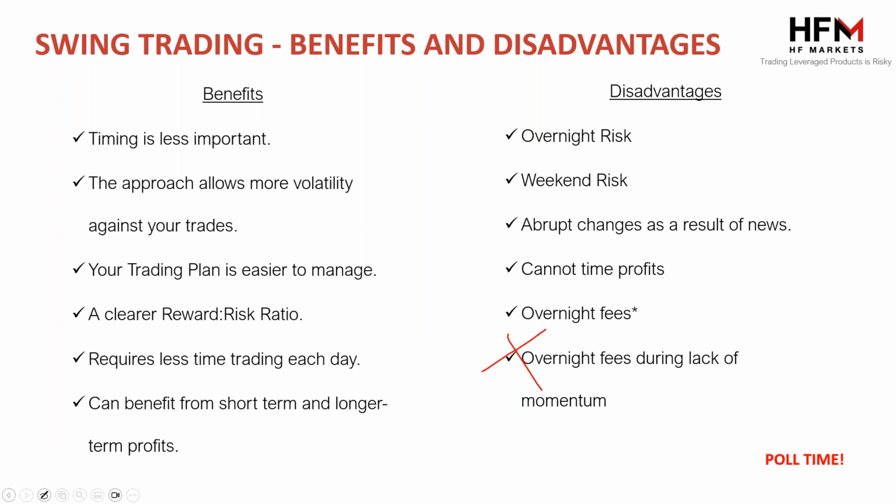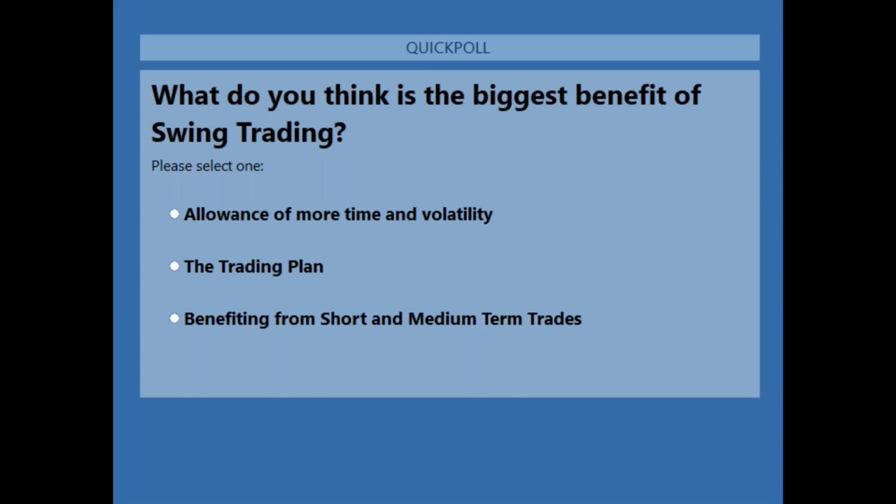Very quickly, I've just launched a poll. I will only allow 1 minute for people to answer the poll. So what do you think is the biggest benefit? There are 3 options: allowance of more time and volatility, the trading plan, and benefiting from short and medium term trades. So these are the options, ladies and gentlemen.